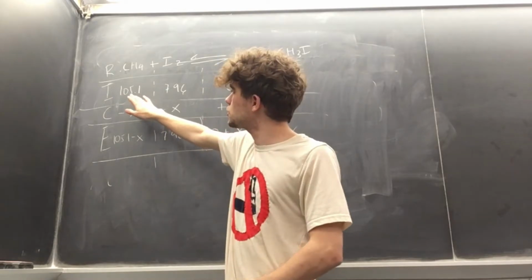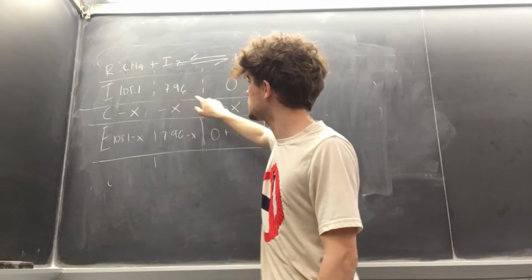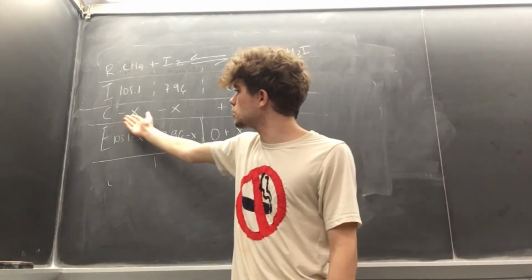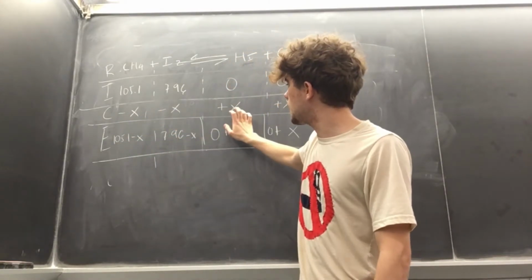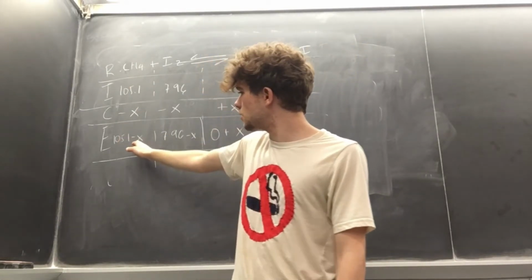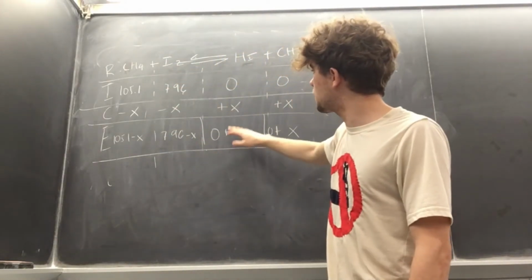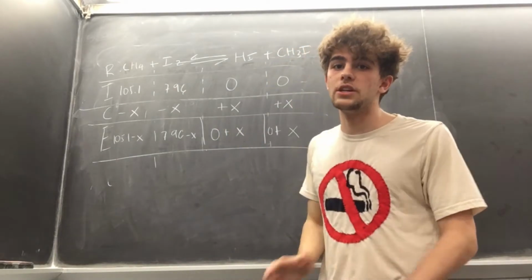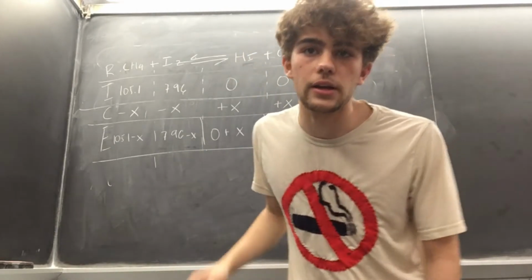The initial partial pressure for CH4 is 105.1, for iodine 7.96, and 0 for both of the products. And now for the change, we're losing 1 mole of reactant, losing another mole of reactant, adding 1 mole of product, and 1 mole of product. So the equilibrium pressure is the initial minus x for the reactants, and for the products it's 0 plus x for the partial pressure at equilibrium.